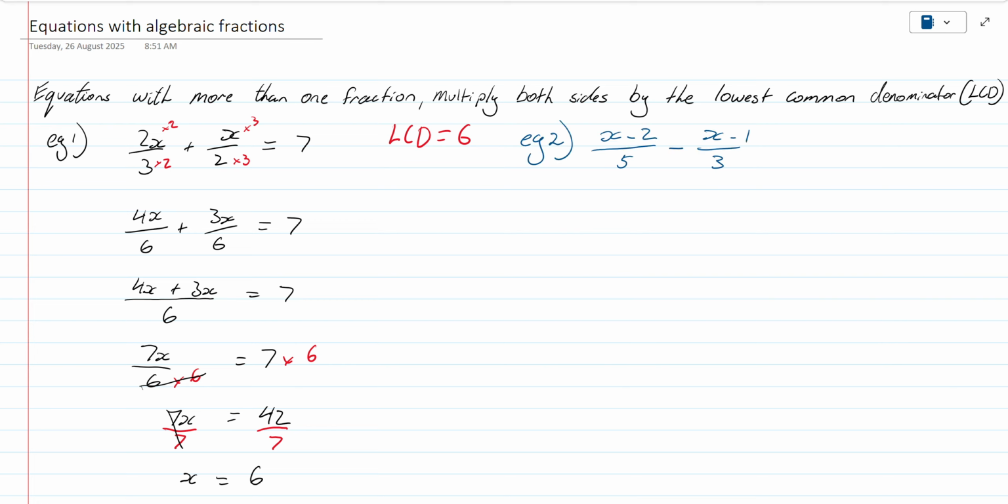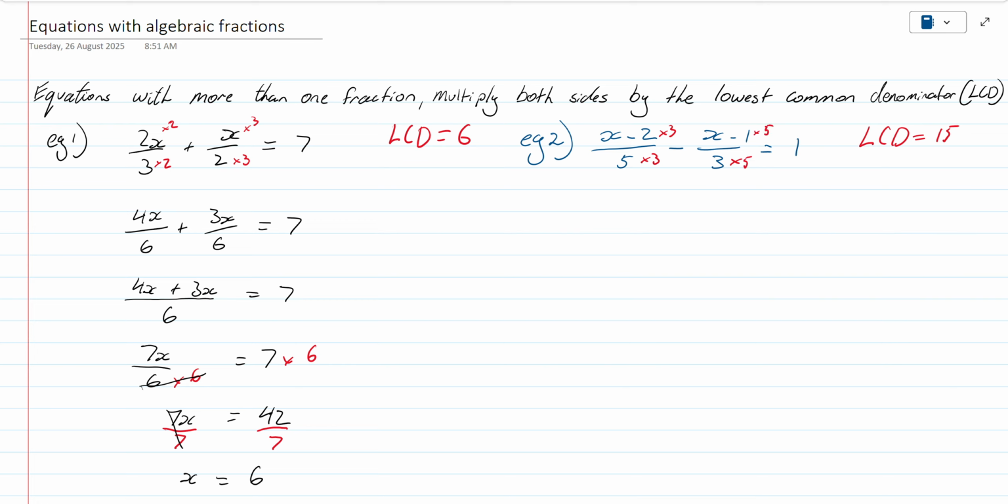In example 2, we have two terms in our numerator on each side. So we have x minus 2 over 5 minus x minus 1 over 3, and that is equal to 1. So we're solving for x again. We know that that expression is going to be equal to 1, which makes our equation. So our lowest common denominator is 15. So we're going to multiply these fractions, this side by 3 and this side by 5.